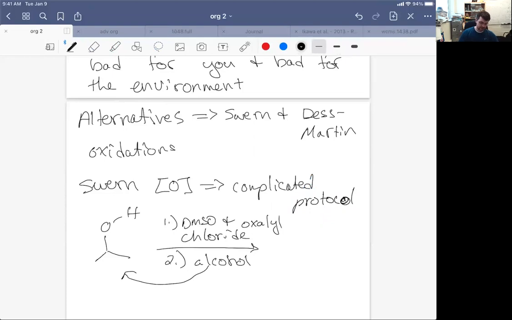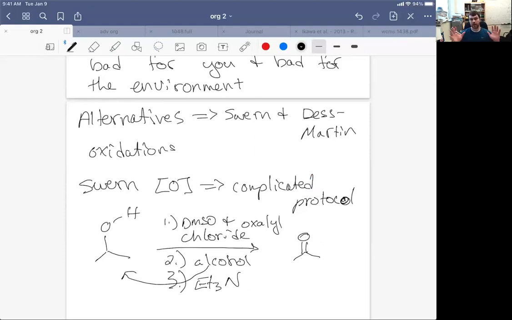protocol. So we have this pre-step with DMSO and oxalyl chloride. Then we add the alcohol. Then we add triethylamine, which is 3 ethyl groups on a nitrogen atom. All of that to give rise to the carbonyl.